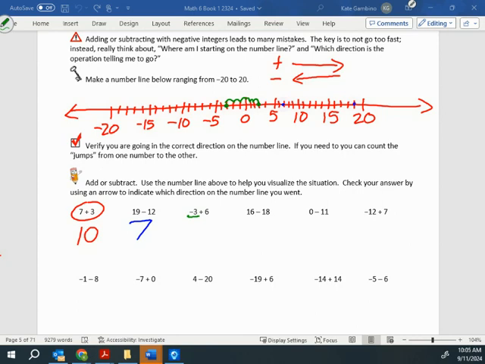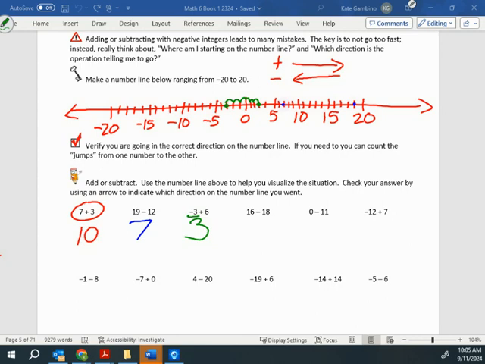So then I count it out. That's 1, 0, 1, 2, 3. So negative 3 plus 6 is 3, a positive 3. Do you see how I got that positive 3? So you always find your first number on the number line. You look at what operation you're doing. Am I adding and jumping to the right? Or am I subtracting and jumping to the left? Then you look at your second number. How many jumps do I have to do?